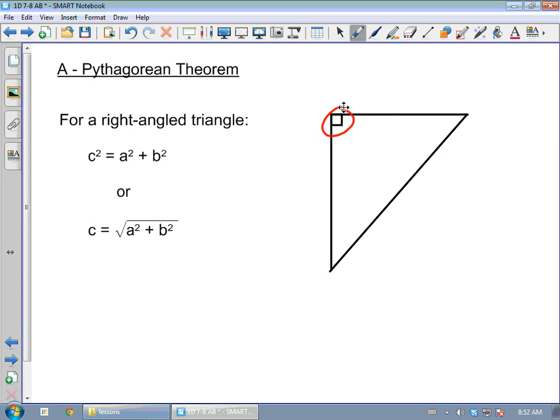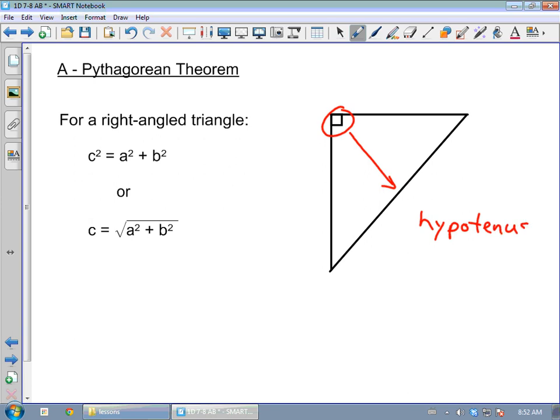Now, when you see a right-angled triangle, the first thing you want to do is find the side that is opposite to that right angle. It's always going to be the longest side in the triangle. Do you remember from last year what we call this longest side, the side that's across from the right angle? It is called the hypotenuse. So you want to find that first.